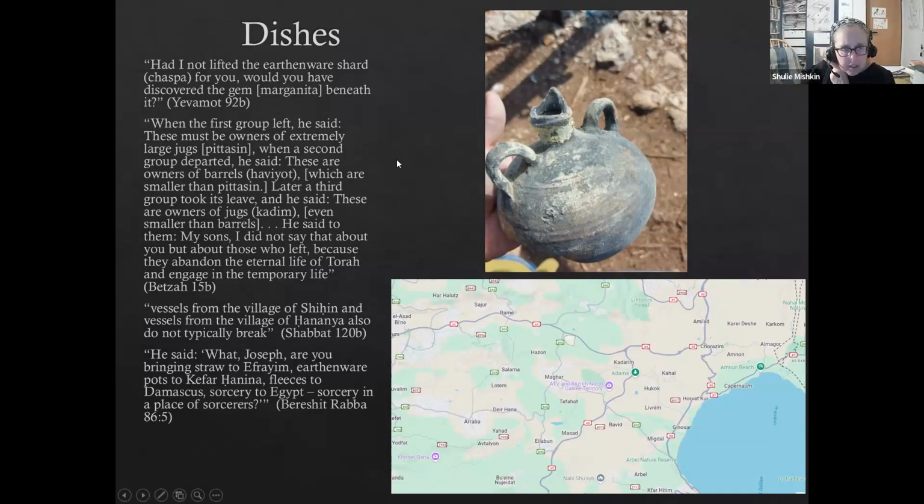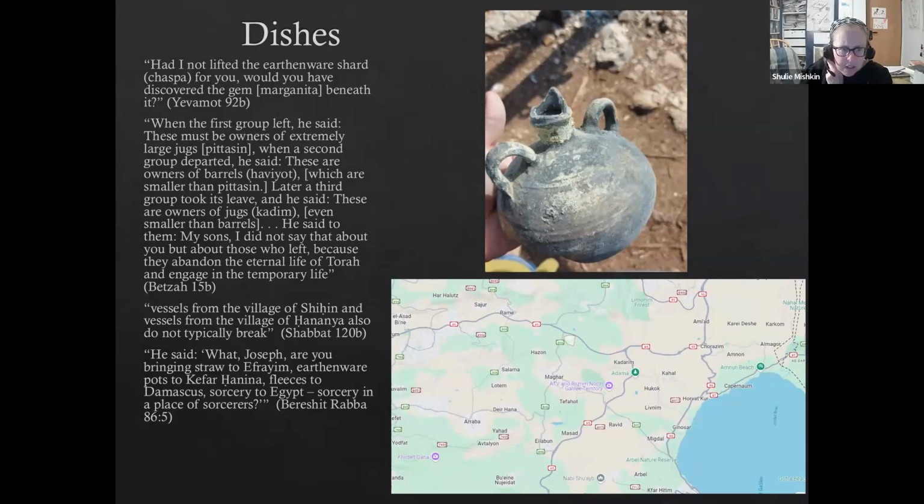Rabbi Eliezer ben Hyrcanus is teaching Torah on Yom Tov, and he's gone on for a while, and people are getting hungry. So the first group leaves. It says when the first group left, he said, these must be the owners of the pitasim, of the very large jugs. They must have a lot to eat at home. They got to leave now. The second group left. He said, these are the owners of the chaviot, the barrels. Those are smaller. They don't have as much to eat, but they still have a lot.